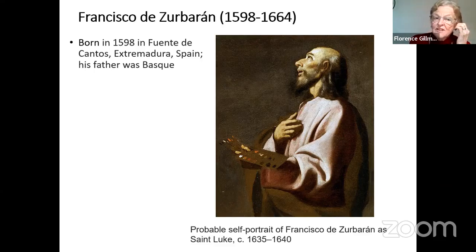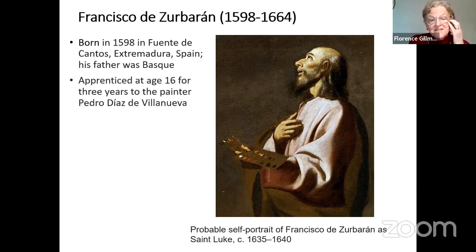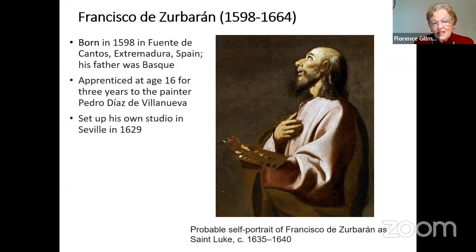As you can see on the left, he was born in Extremadura, Spain, and his father was a Basque. So at 16 years old, he was already an apprentice to the famous painter Pedro Diaz de Villanueva. And he then set up his own studio in Seville in 1629. Zurbaran is most heavily connected throughout his life with Seville.